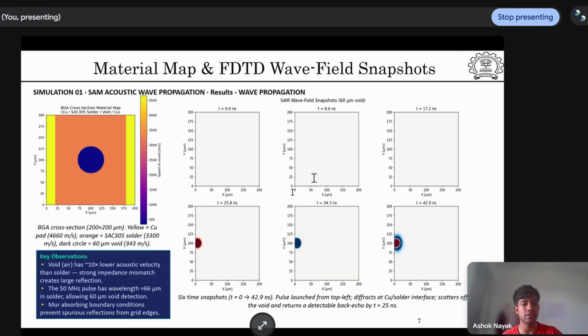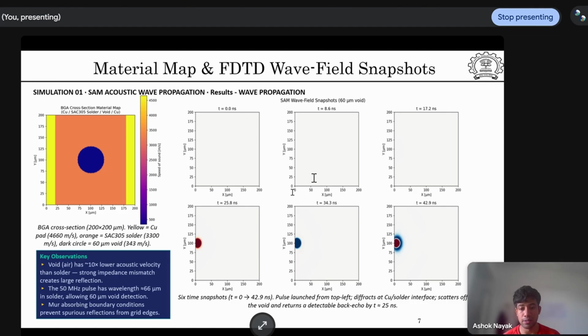Note three things from the key observation box. The void has 10 times lower acoustic velocity than solder, creating a large reflection. The second point mentioned, the 50 megahertz pulse has a wavelength of about 66 micrometers in solder, which is why it can resolve a 60 micrometer void. The wavelength is comparable to the defect size. And lastly, absorbing boundary conditions are applied at all edges to prevent spurious reflections from the grid boundary.